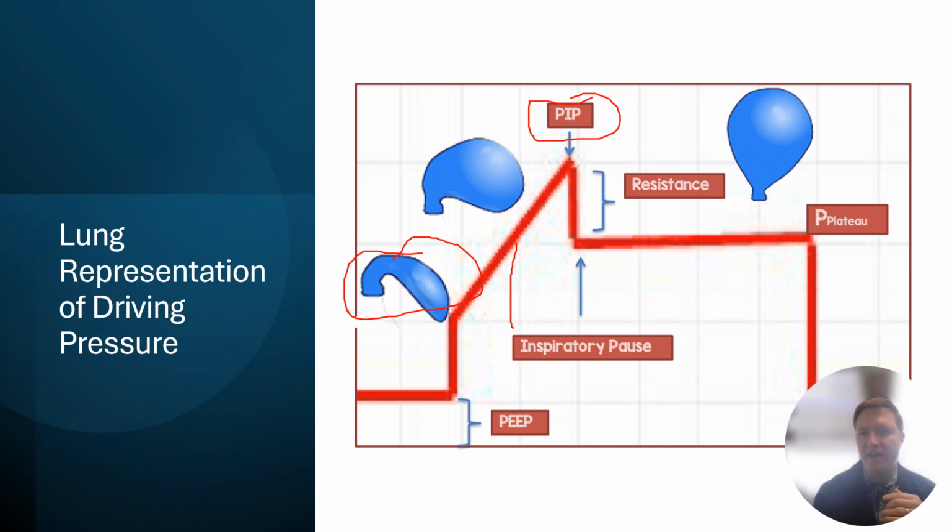I want to look at if we do an inspiratory pause, which is what we see here with the plateau, and we separate that from how much PEEP they get, this area here is looking at their driving pressure, how much pressure it takes just to get the respiratory zone open, because the PIP includes airway resistance, which would be conducting zone.